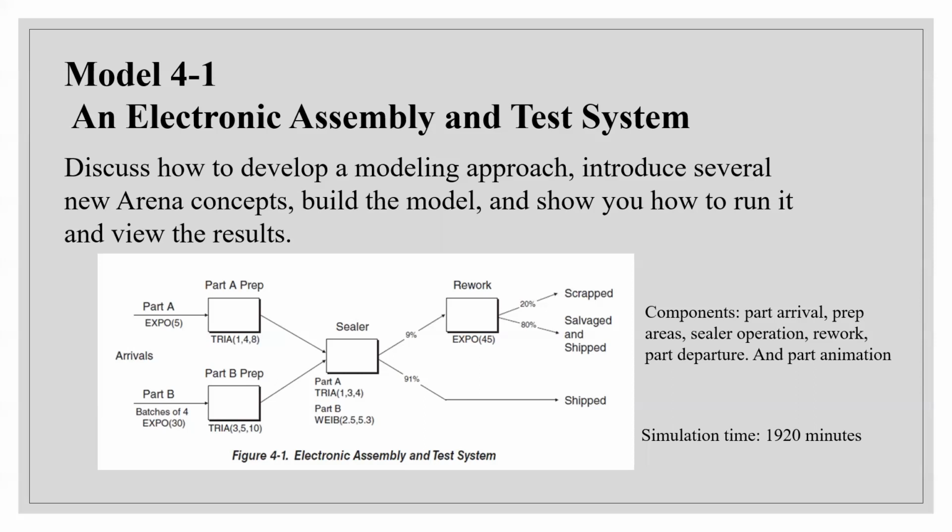which are processed individually from here on. The processing at the Part B prep area has the same 3 steps as at the Part A prep area, except that the processing time for the combined operation follows a different triangular distribution. The parts are then sent to the sealer.